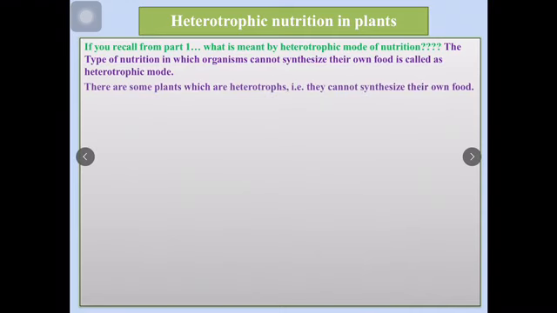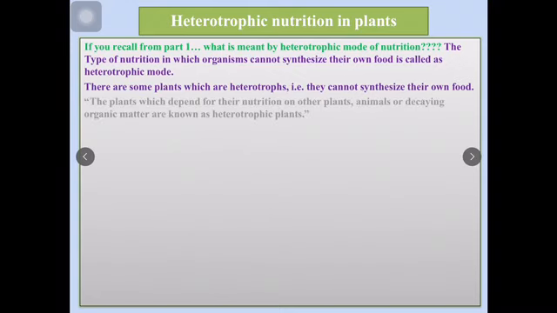There are some plants which are heterotroph, that is, they cannot synthesize their own food because of some or the other reason. They are unable to prepare their own food, or they are unable to take some important nutrients from the soil, or they are unable to take water and minerals from the soil. So for these demands they become heterotrophic in nature. The plants which depend for their nutrition on other plants, animals or decaying organic matter are known as heterotrophic plants.